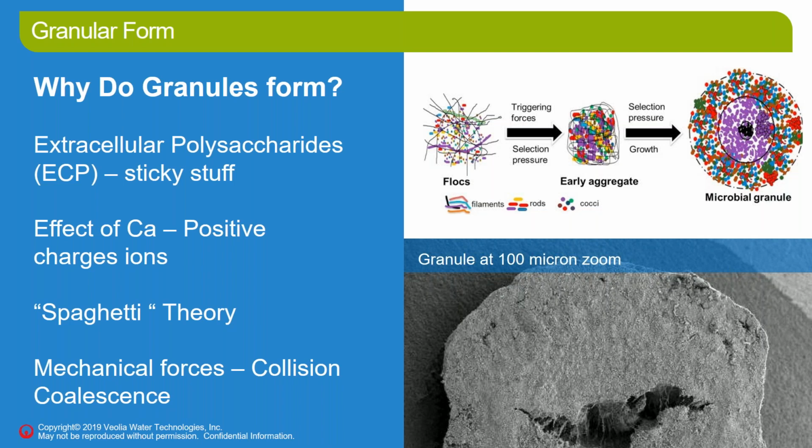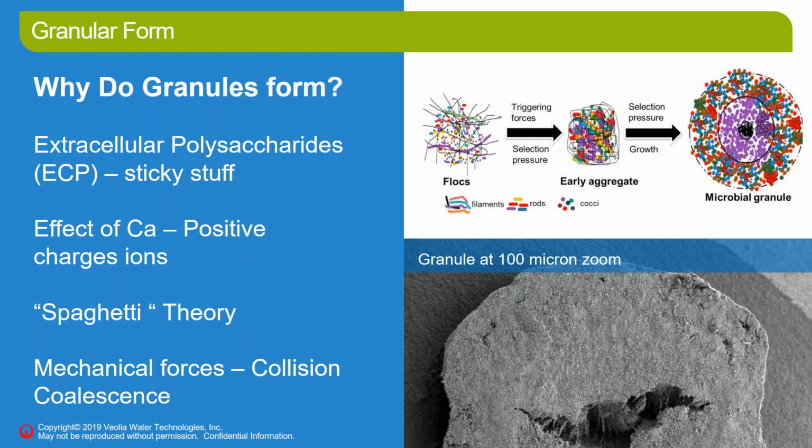As many different people as there are in this business, that's how many different ideas there are, to be honest with you. But I think we all agree on several points: extracellular polysaccharides have an effect, which is really sticky stuff that the bacteria make. There's the effect of some calcium. Most sludge is negatively charged and calcium is positively charged, and that opposites attract type deal is what calcium provides. There's also spaghetti theory and mechanical forces.